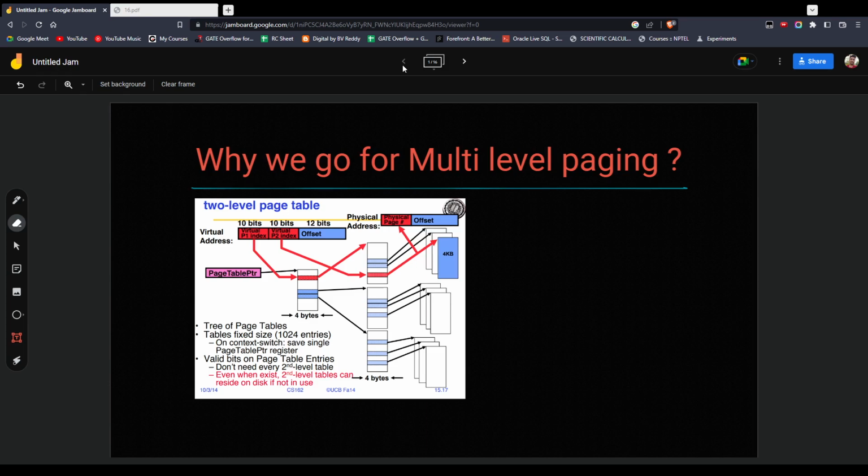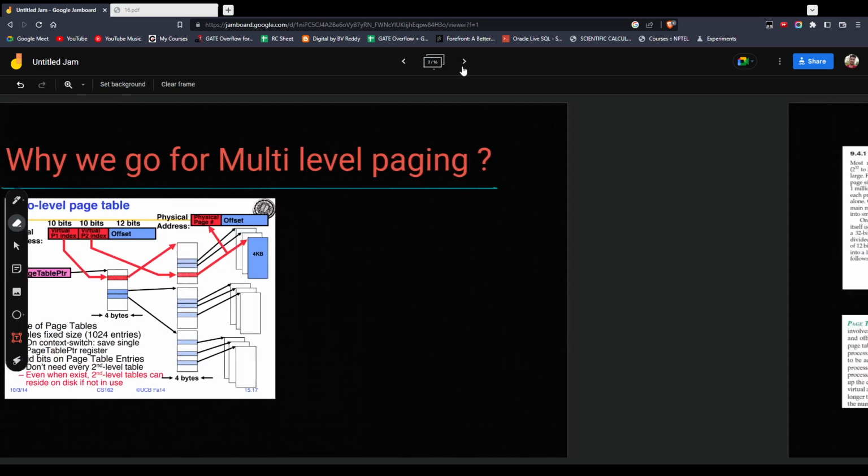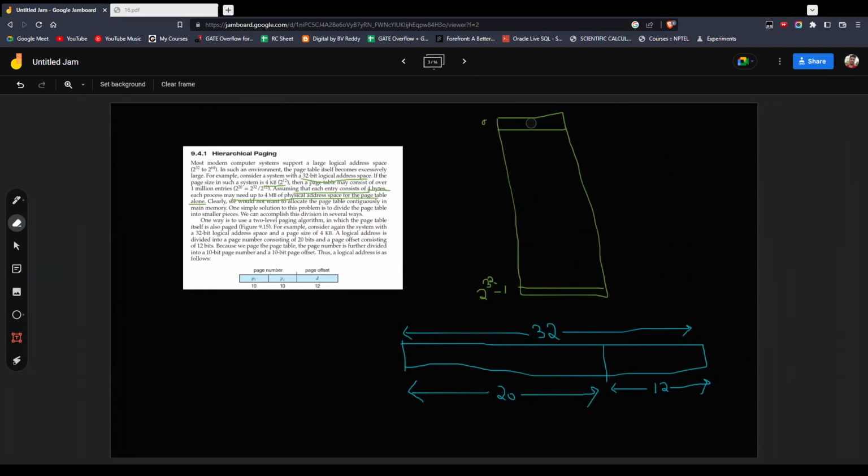So let's start with what is the need for going for multi-level paging. I have taken this context from the Galvin book, and let's see what it is saying. Here we are given a 32-bit address space, which I have already drawn here. It has 4 KB page sizes. So 4 KB pages means I have drawn this physical memory, and I am assuming that each entry is pointing to 1 byte only.